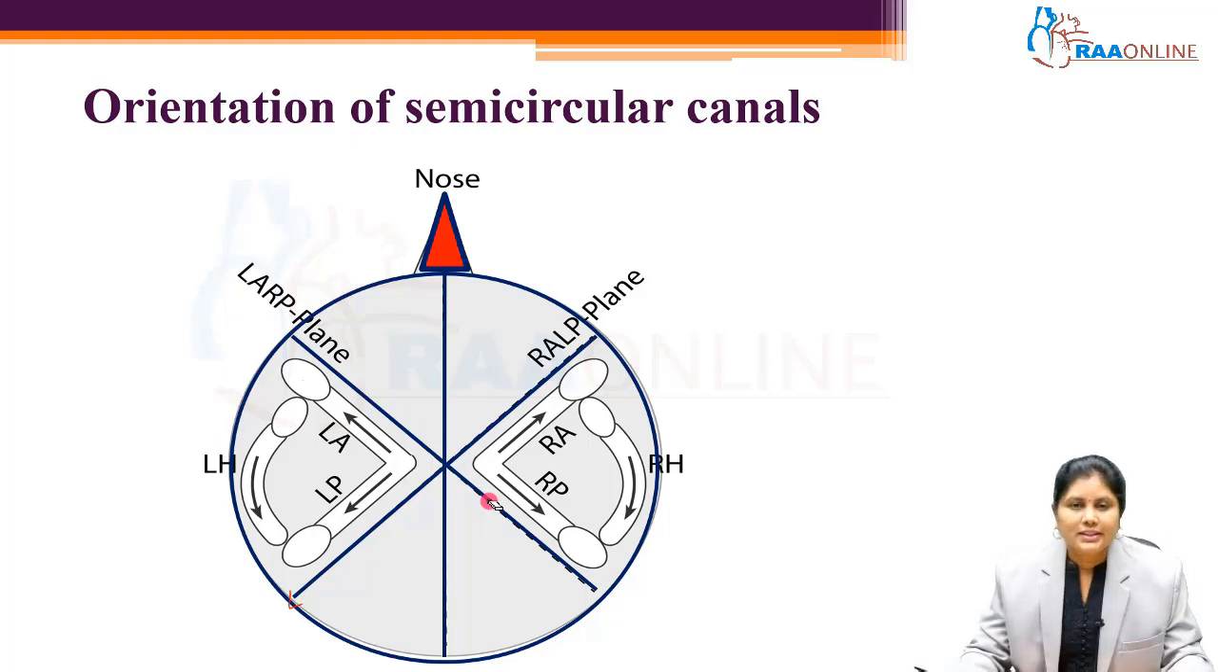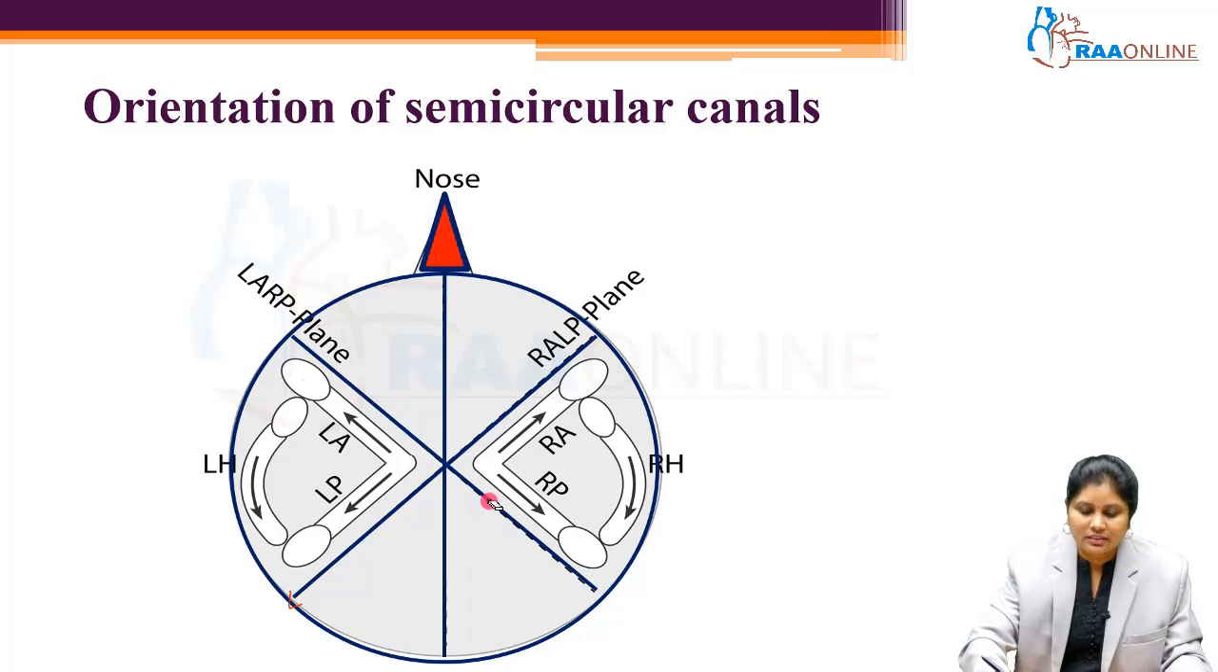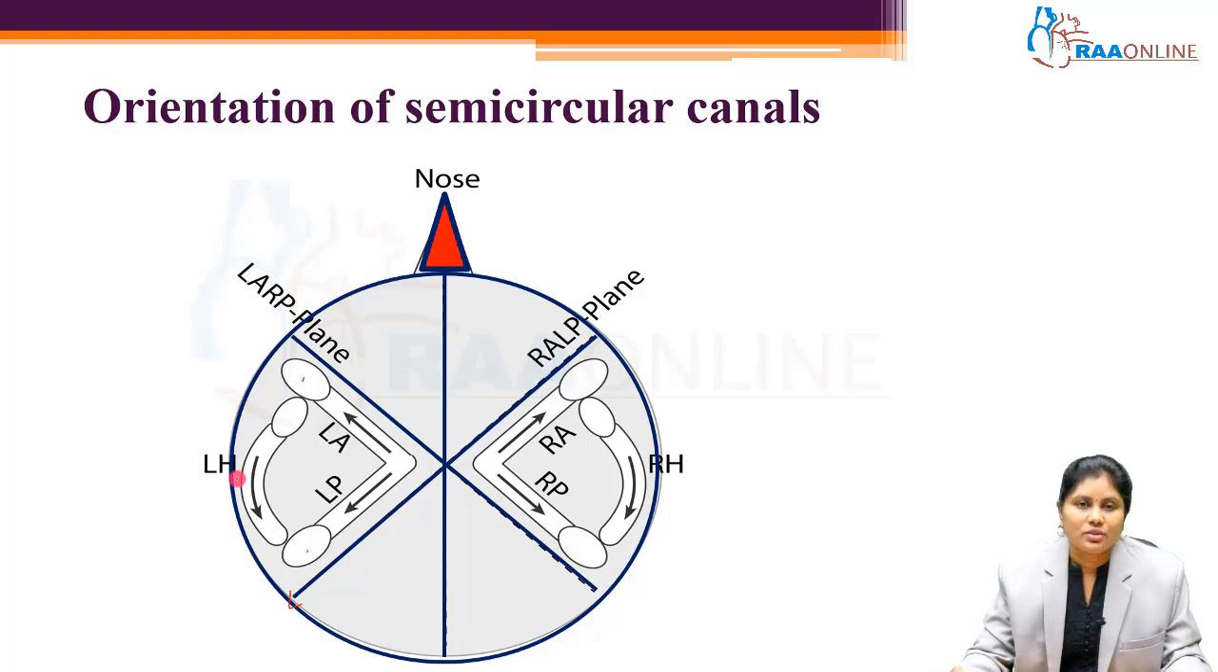The semicircular canals have a particular orientation. There are three semicircular canals on the right side: right anterior, right posterior, and right horizontal. Similarly, on the left side, you have the left anterior, left posterior, and left horizontal semicircular canals. The two semicircular canals from both ears together form a pair. They exist in the same plane.